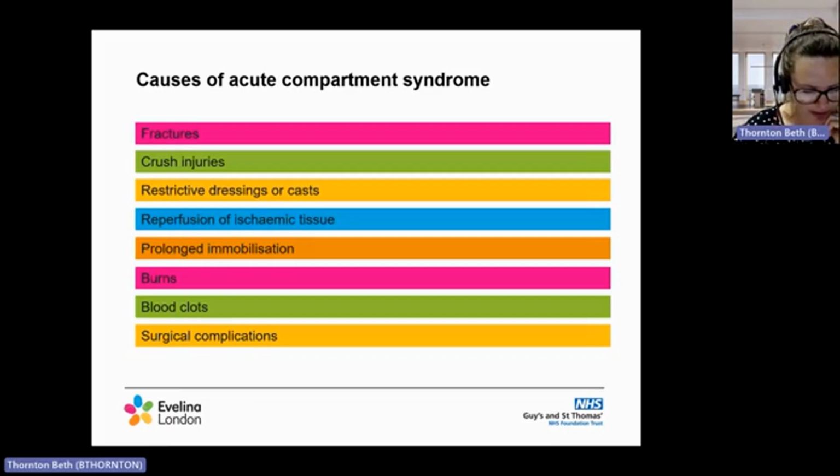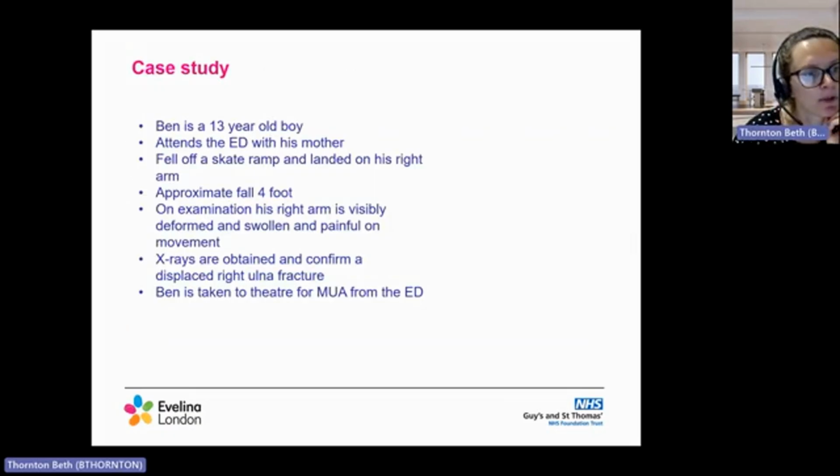So those are some of the causes. We're going to look through at what the clinical signs are, and we're going to do a bit of a case study alongside, just to try and make it relevant to clinical practice. So for our case study, we're going to be thinking about Ben, who's a 13-year-old boy.